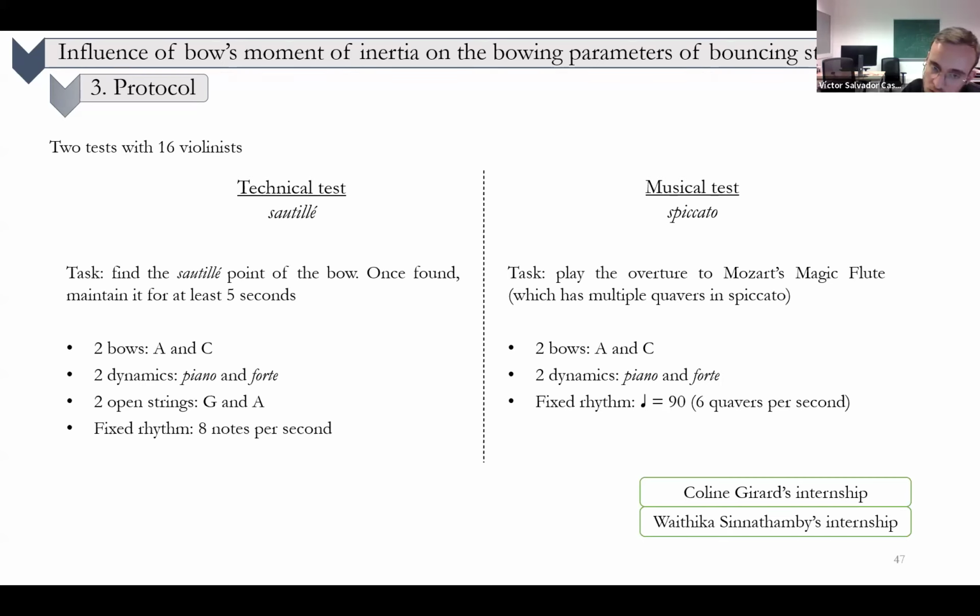So in this task, we asked them to perform this excerpt with the two bows of contrasting moment of inertia and on two dynamics. We did not ask them to do this in two dynamics, but as I will show you, we selected two different bars that had the same quavers in spiccato performed with different dynamics. And we fixed the rhythm also with a metronome.